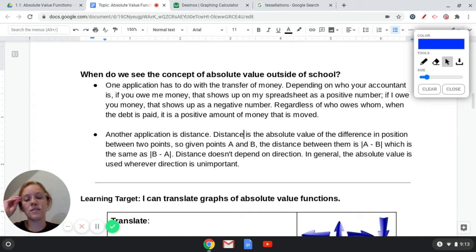And then another application is in physics and calculus, and just your life. Distance is just a life word. So this is using absolute value concepts. Distance is the absolute value of the difference in position between 2 points. It just means that direction doesn't matter. So if you go 3 miles northwest, it's the same distance as when you go from the place southeast back home. It's the same distance. It's the absolute value. And that's what this |A - B| is the same as |B - A|. That's just saying the distance, because distance doesn't depend on direction.